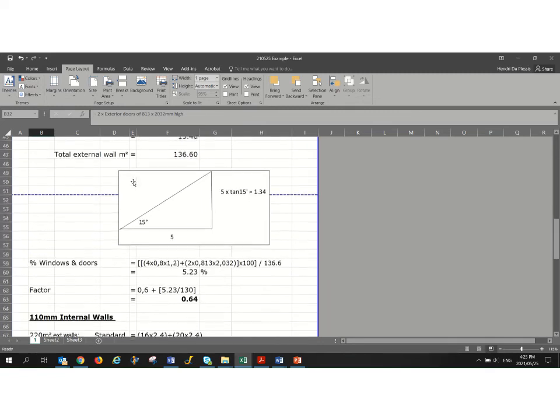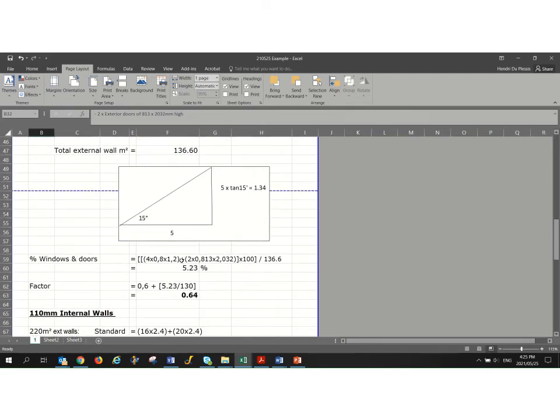So you just get that perimeter, the area of your windows and your doors, times 100 to get it to a percentage, and then you divide it with your total wall area, which is 136.6, to get to a percentage. Okay, so that's the first step that you need to do.